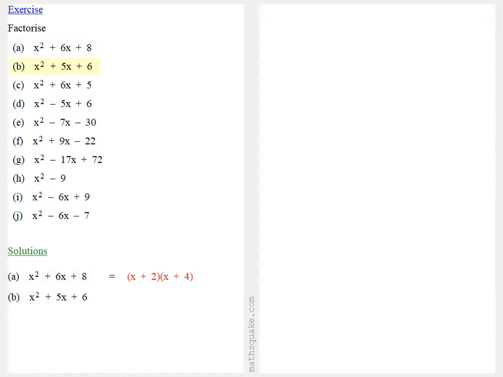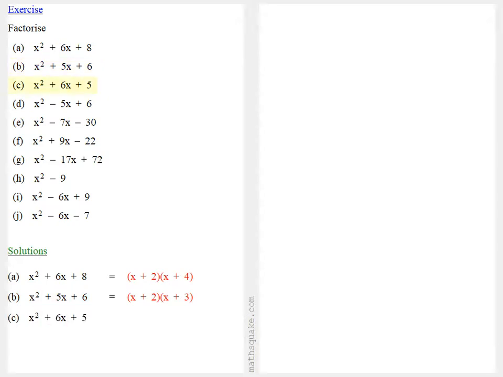In question B, we have x squared plus 5x plus 6. We want two numbers that add to make 5 and multiply to make 6. That would be 2 and 3. 2 plus 3 is 5. 2 times 3 is 6. So the factors are x plus 2 times x plus 3.